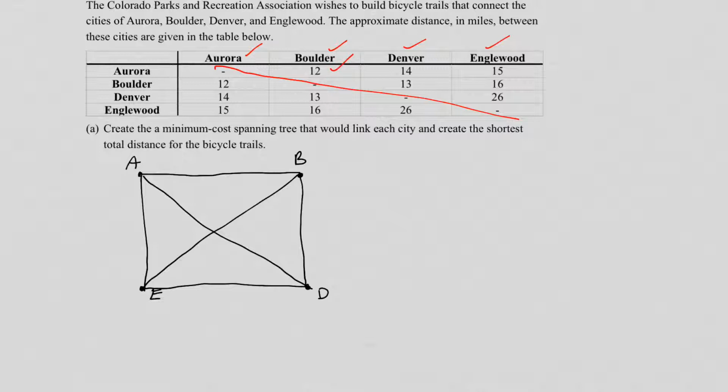So we're going to do 12. That's from A to B. We're going to do A to D is 14. A to E is 15. So we did that first row. Second row, B to D is 13. And B to E is 16. Okay, are we done? No, we still have one more side or edge to go, and that's going to be Denver to Inglewood. That's 26 right there.